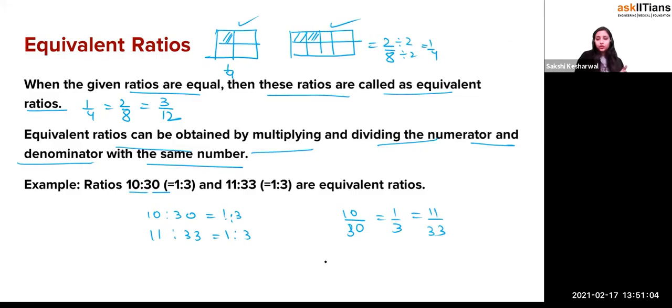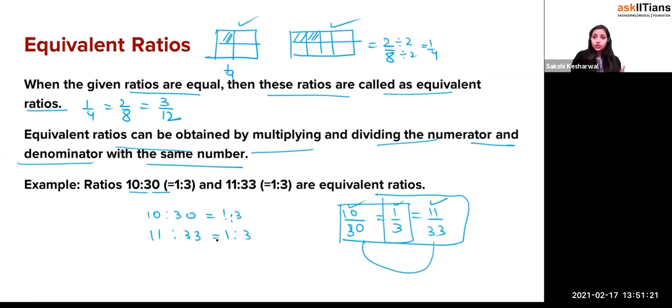Yes or no? And later on you will be learning, as we have seen in the video, that these are said to be in proportion, right? We can say that this and this are in proportion, and this and this also are in proportion. So the ratio has to be the same, right? That is the thing that you should know.